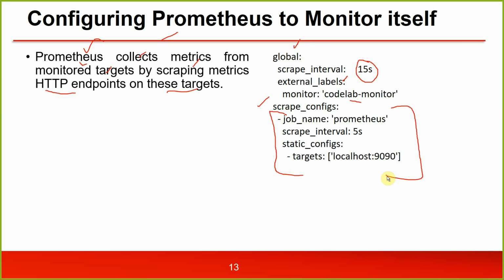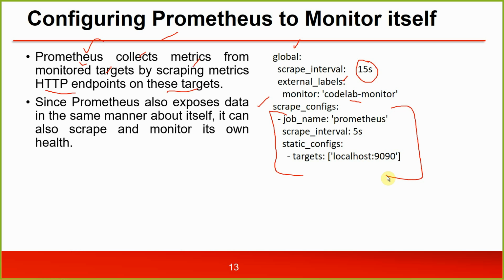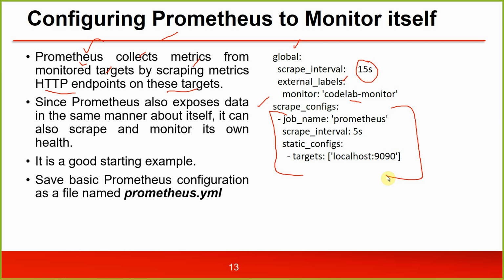So the job name here is for configuring and monitoring Prometheus itself. Scrape interval 5 seconds, static configuration, and the data is available at port number 9090. Since Prometheus also exposes data in the same manner about itself, it can also scrape and monitor its own health. It's a good starting example to get started with Prometheus. Save the basic Prometheus configuration in this file prometheus.yml.